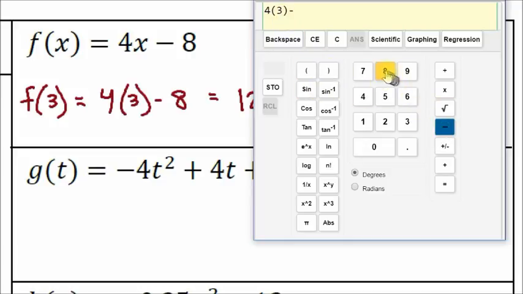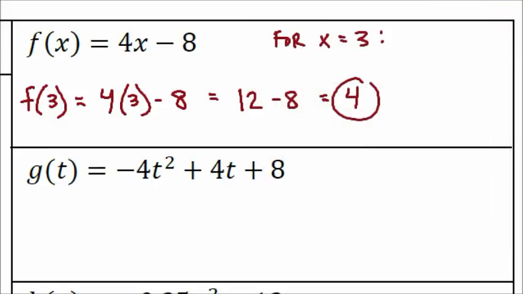And then we're going to subtract 8. And when I press equal, it's going to do the math for us. And you see the answer for f of 3 is equal to 4. Let's do another one a little more complicated.